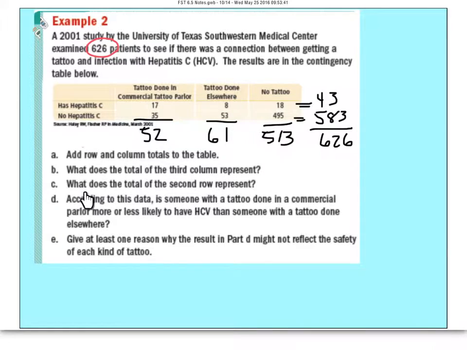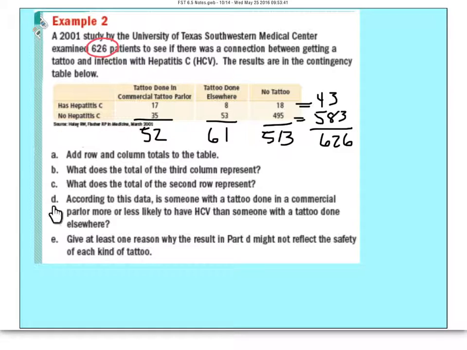Okay, part C, what does the total in the second row represent? So the second row is right here. The total is 583. That says, of the 626 patients in the study, 583 did not contract hepatitis C.